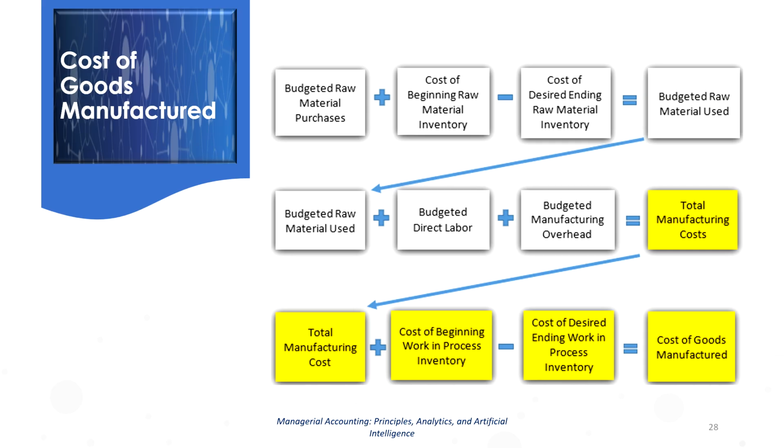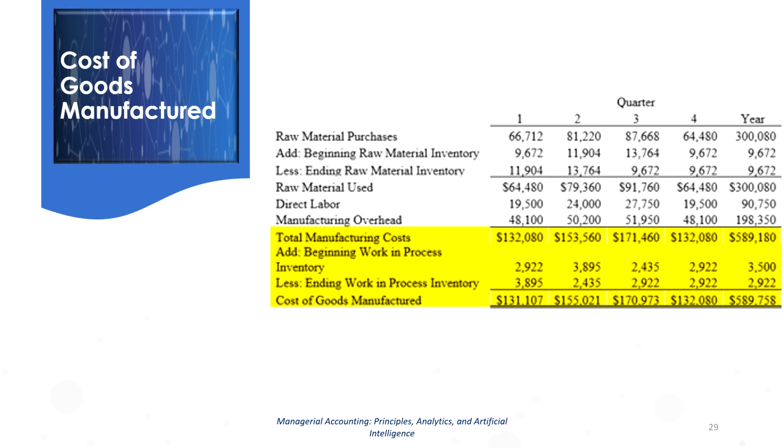Now we can compute cost of goods manufactured, highlighted in yellow. Cost of goods manufactured adjusts total manufacturing costs for changes in work in process inventory. The formula is total manufacturing costs plus beginning work in process minus ending work in process equals cost of goods manufactured. Work in process includes partially completed goods, meaning they are not finished but still contain material, labor, and overhead costs. Now let's look at the data for Bob Willis.